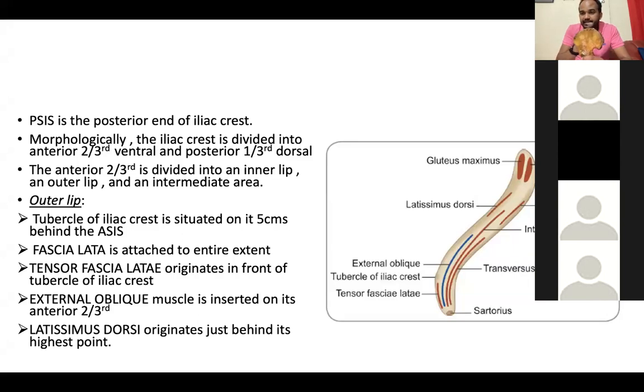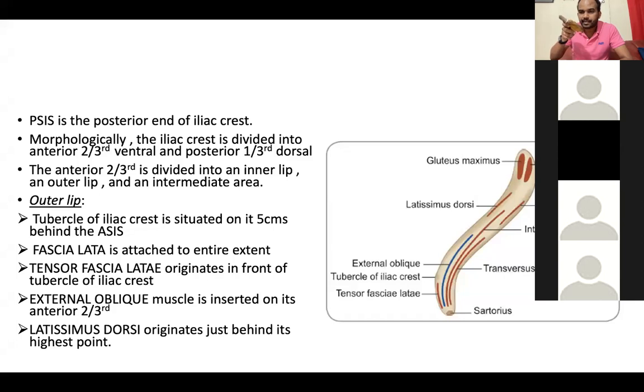The entire iliac crest is divided into anterior 2/3 and posterior 1/3. This anterior 2/3 of the iliac crest is also called the ventral segment, and this ventral segment is divided into an outer lip, an inner lip, and an intermediate area. Now this is the diagram which you are seeing like this.